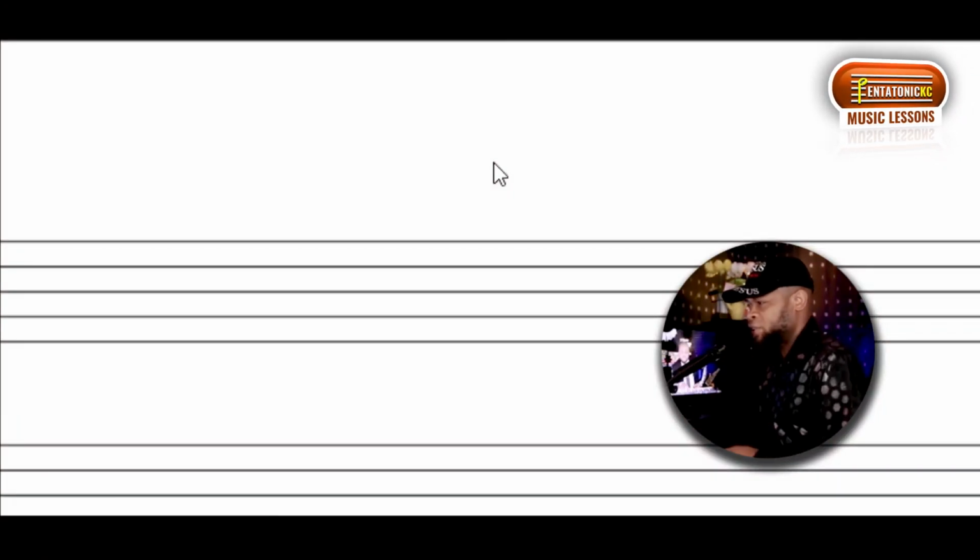Alright, today we're going to be talking about ledger lines on the bass clef. In case you've not seen the other videos that I did on how to read music on the bass clef, check the description below because this is going to be a continuation of those videos. Alright, let's jump right into it.